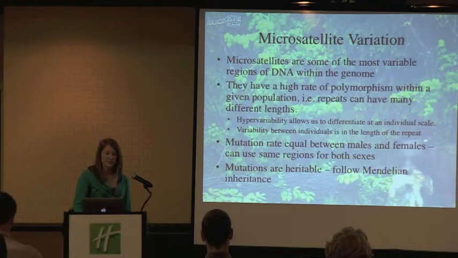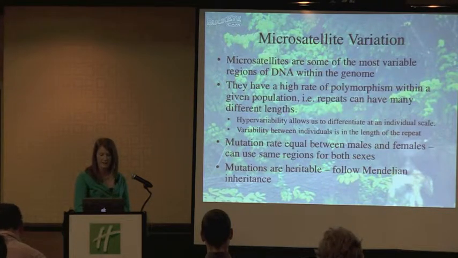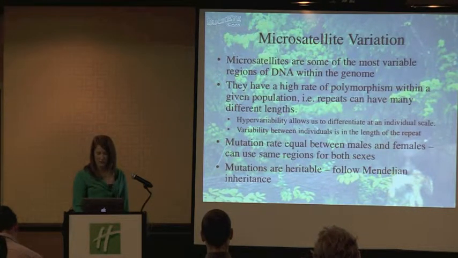With microsatellites, the mutation rate is equal between males and females, which means we can use the same region for both sexes. And the mutations are heritable. They follow Mendelian inheritance, which means we can look at parentage.